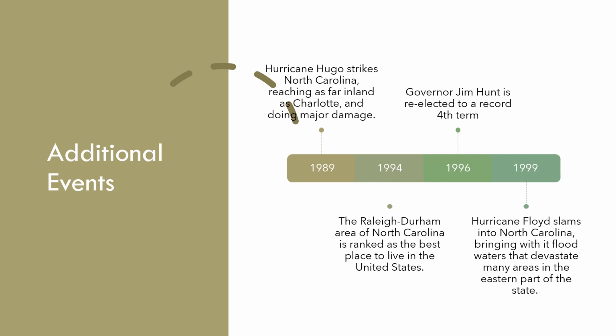You can see that even after the civil rights movement in the 1950s, 60s, and 70s, in 1989 we had Hurricane Hugo, which damaged very far west into the state. Even Charlotte was damaged. The Raleigh-Durham area was named one of the best places to live in the United States. We also had a governor who served 4 terms, and in 1999 we had another hurricane that slammed North Carolina, which brought lots of flooding and devastation to the eastern part of the state.